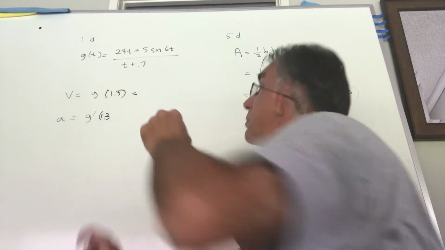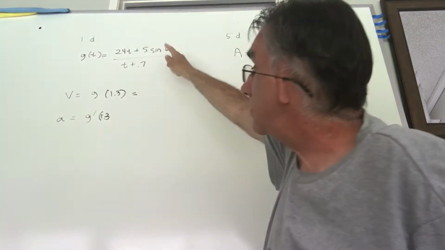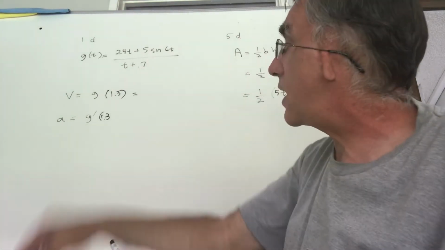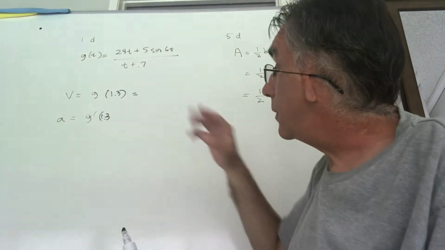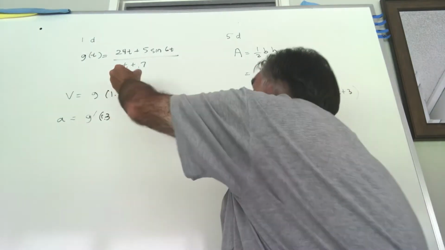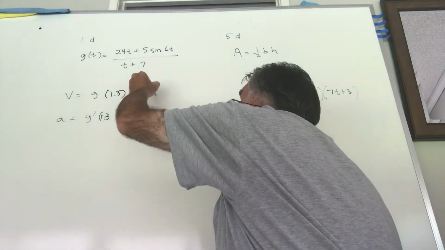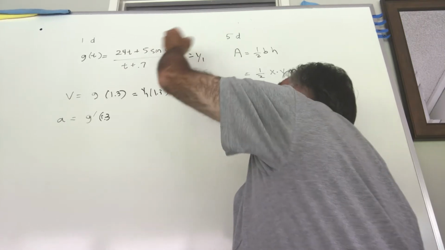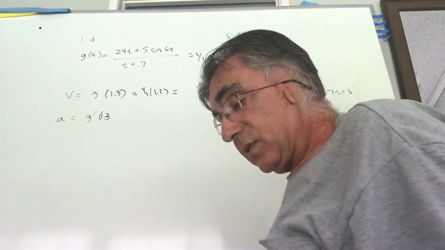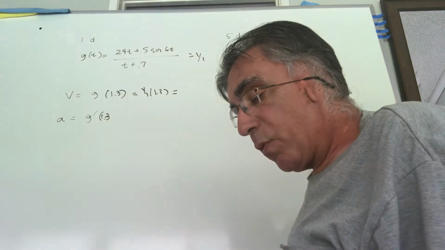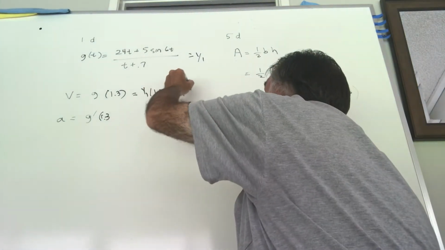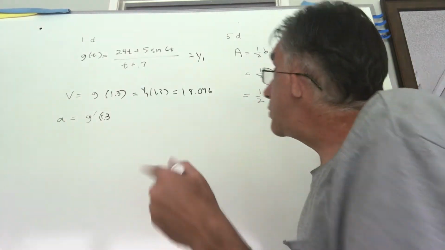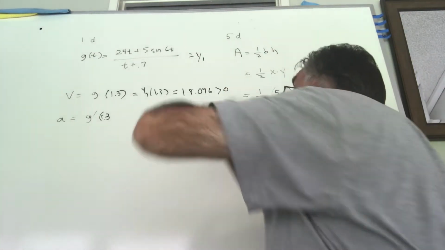Now, you probably need to put that in your calculator. Just put a 1.3 in for the t. So I put that in y1, and then grind out that answer. That answer ends up being 18.096. The only thing that's actually important to us is that it's positive.